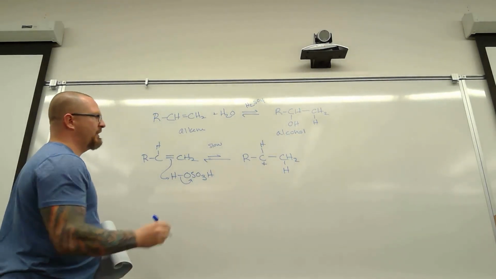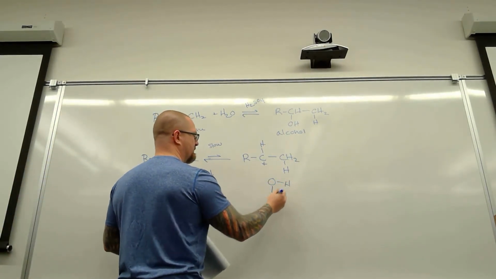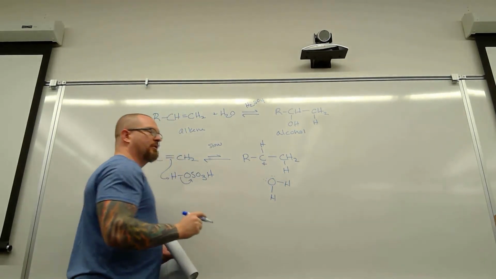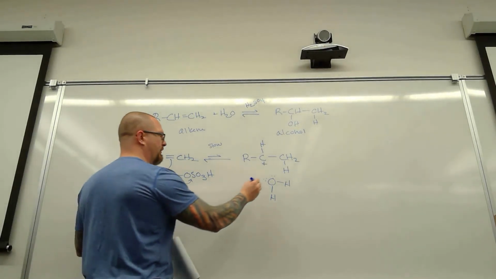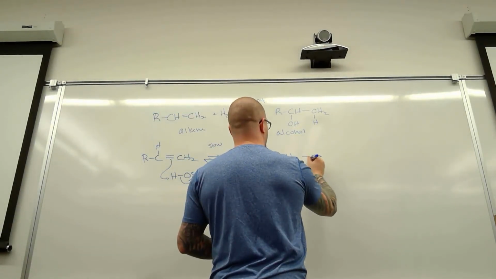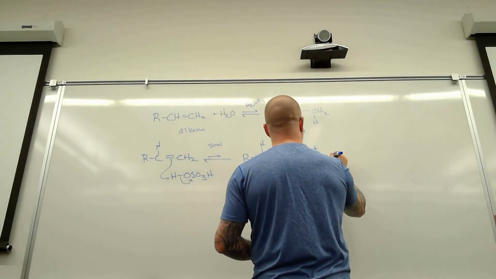So what happens then, according to this mechanism, is water can now come in. The lone pair on the water can do an attack on the carbocation. This is a fast reaction because carbocations are not stable, and this wants to happen.